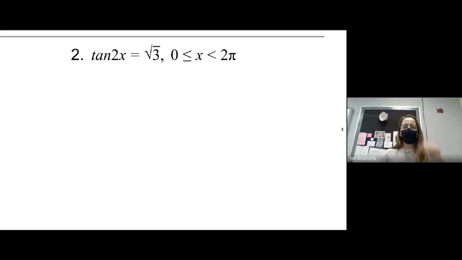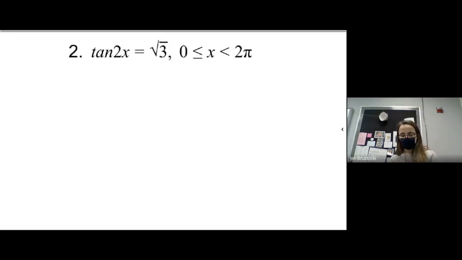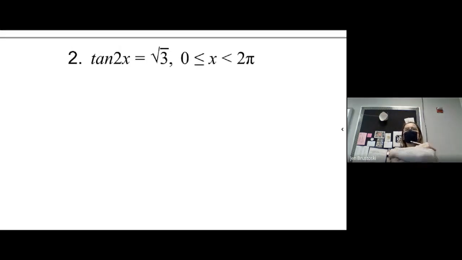All right, guys, let's bring it back. If you're still working, that's fine. You finish it up. Ignore me. Okay, so what are we going to do, step 1? What do we do first, y'all? Make it theta. So we are going to have tangent of theta equals radical 3. Don't forget to write off to the side that theta is equal to 2x. I'm sure you did.